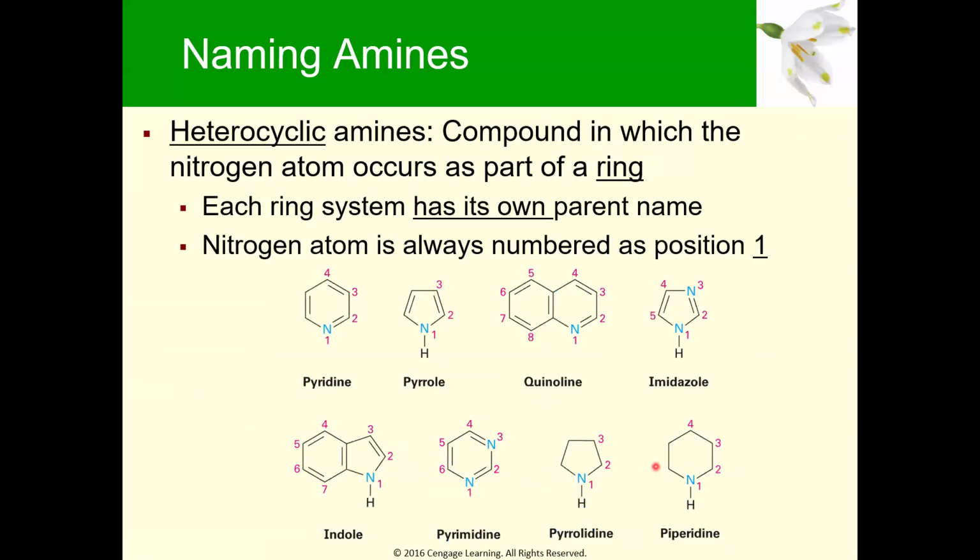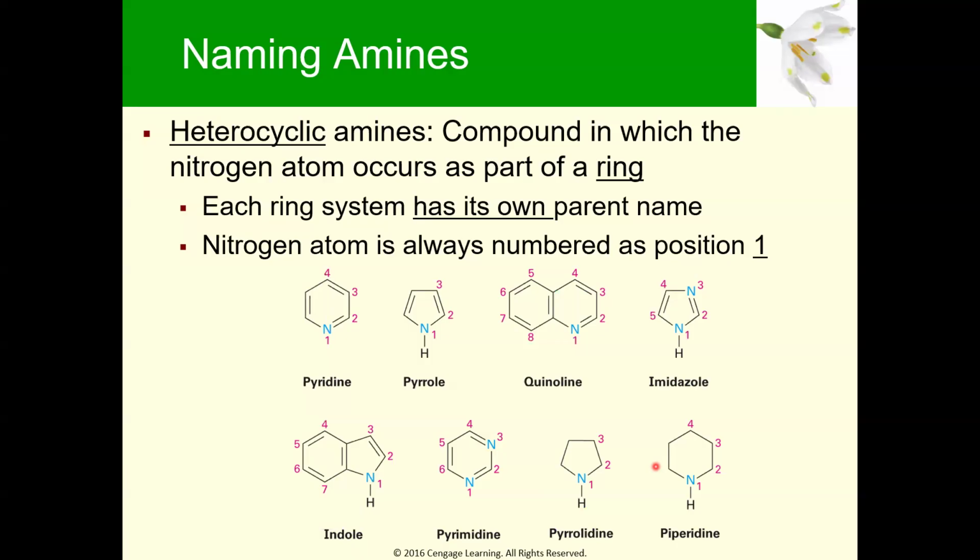Okay, so shifting gears a little bit, amines can be incorporated into a ring, and we would call those heterocyclic compounds. Anytime that a member of the ring is not carbon, it's called a heterocyclic compound. So heterocyclic amines are compounds in which the nitrogen atom occurs as part of a ring.